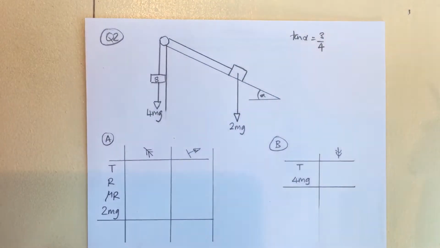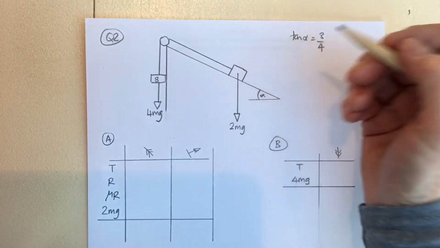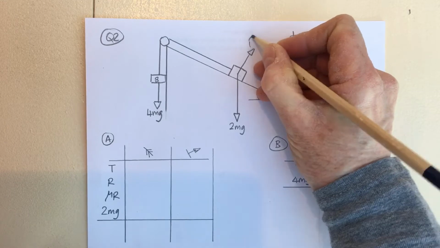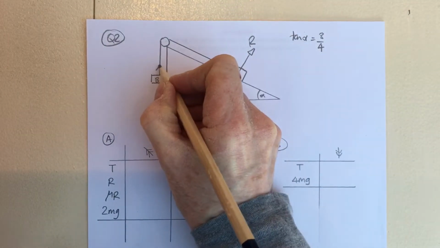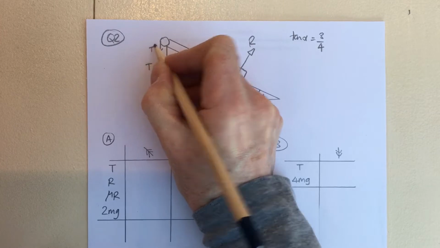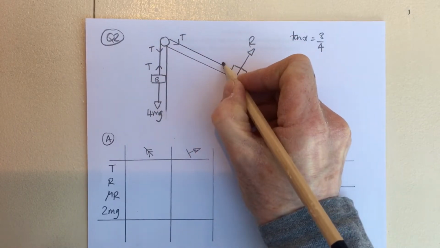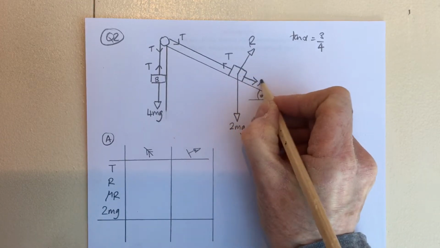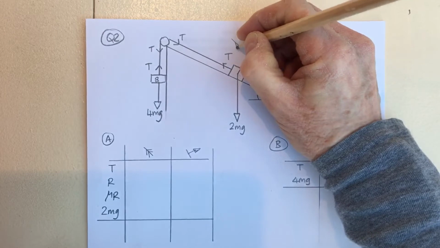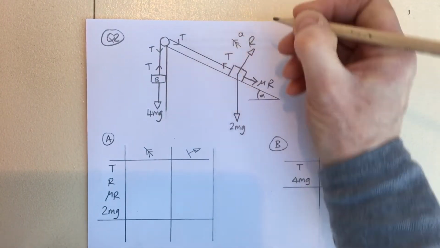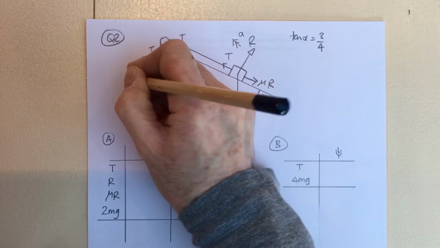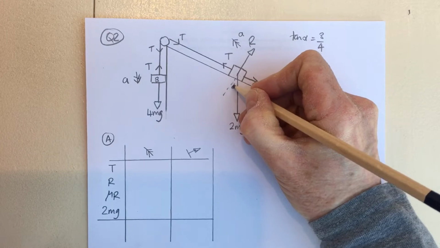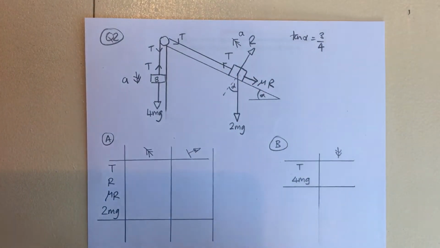Okay, so this is question 2. I haven't drawn the diagram. First thing I'm going to do is put in all of the forces that are needed. So we've got our normal reaction, we've got tension, tension, tension. We've got our frictional force acting down the plane, because this particle is moving up the plane and this one is moving down. Put our perpendicular to the plane angle in for our 2 mg force.